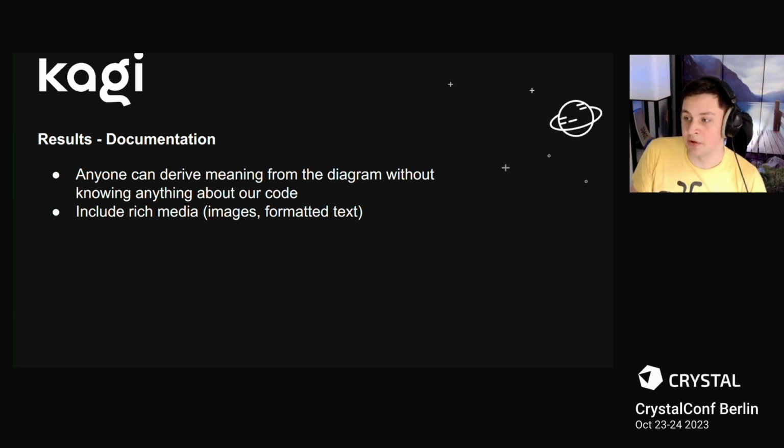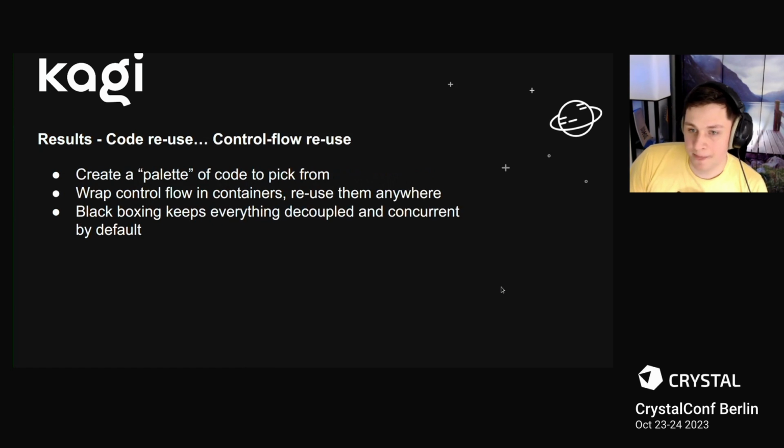And we can also include rich media like images and formatted text alongside it, which is really fun. It helps a lot, you can show an exact image of the page of the content that it is generating. So it really makes it easy to understand what you're looking at. And it helps a lot with making code reuse easier by creating a sort of palette of code to pick from, wrapping systems in containers to reuse them in multiple places. And the black boxing interface helps keep everything decoupled and concurrent by default.